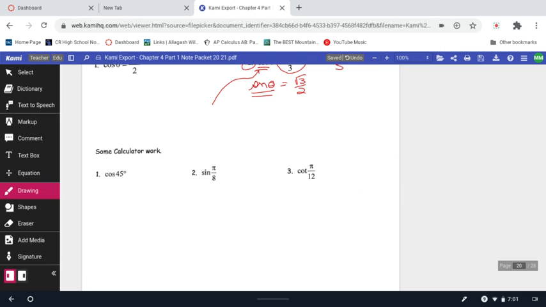Calculator work. I trust that you can all plug that into your calculator. Just make sure your calculator is in degrees. I better show this to you because this gets messed up all the time. All right, let me see. I have to open up my Chromebook here.